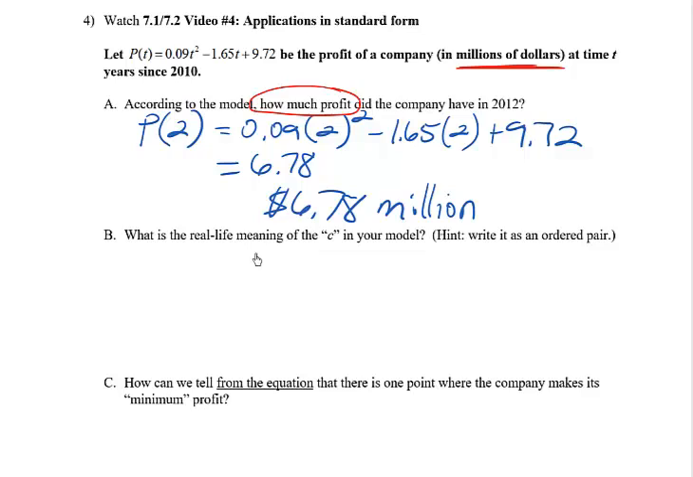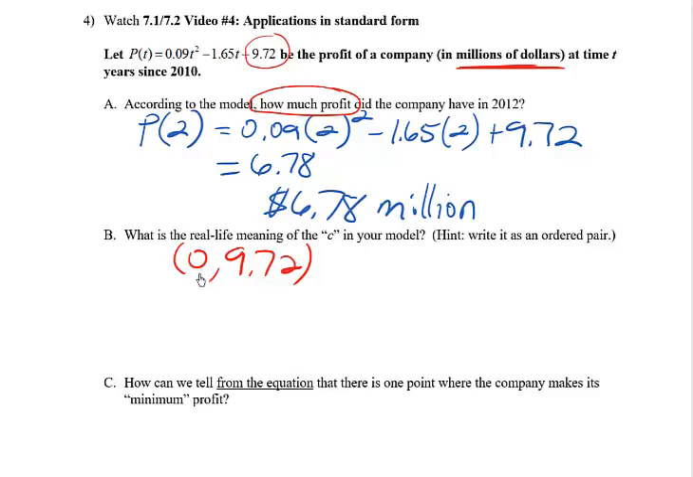What is the real-life meaning of the c in your model? We're in standard form, ax squared plus bx plus c. So the c would be this 9.72 sitting there at the end. Let's see, if I write that as an ordered pair, that would be 0, 9.72. I know that because the c is the y-intercept. It always goes with an x value of 0.